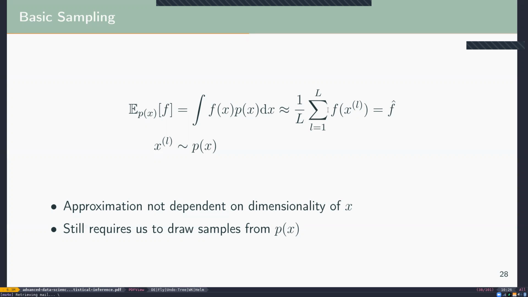So that means the thing you need to do in this case is draw samples from a distribution. And how do you actually draw samples from a distribution? Do we know how to do that? We know how to call np.random.randn, but how does that actually work?